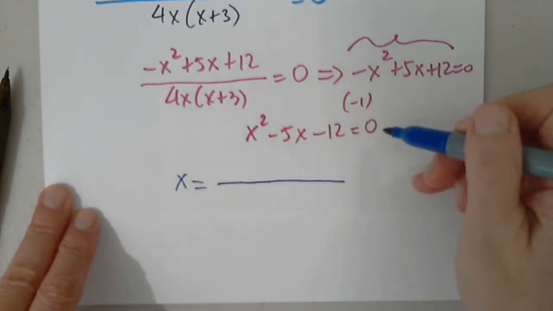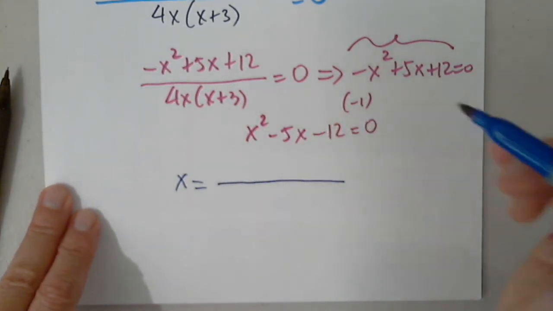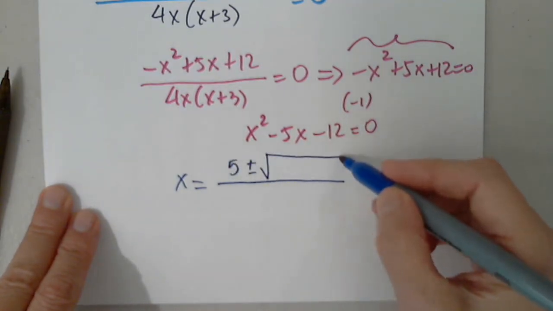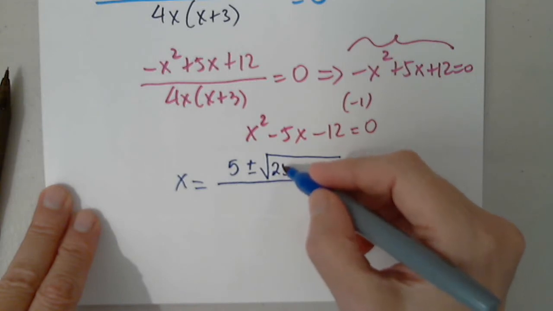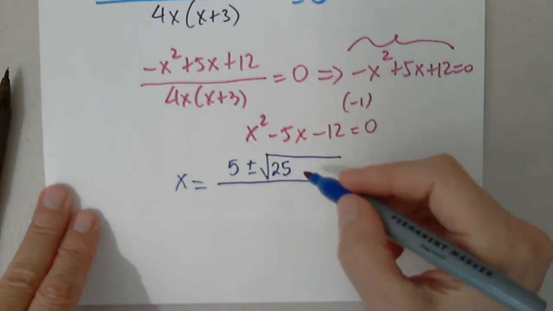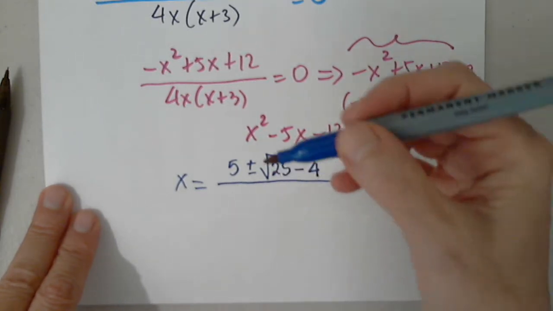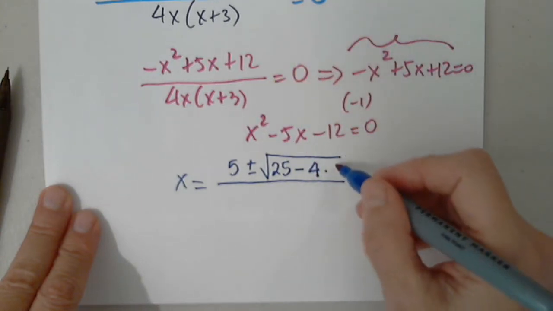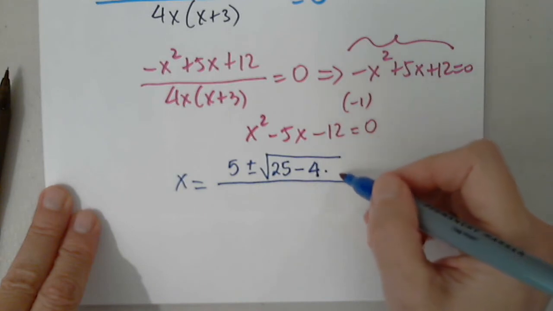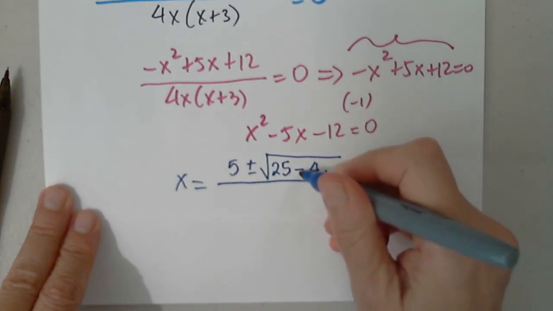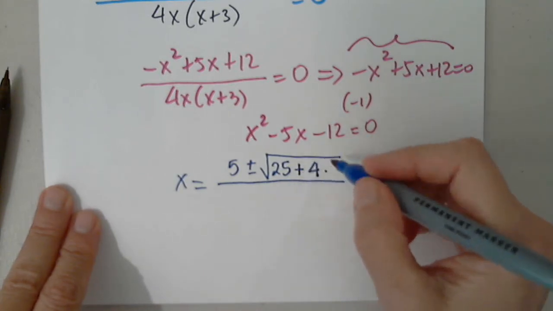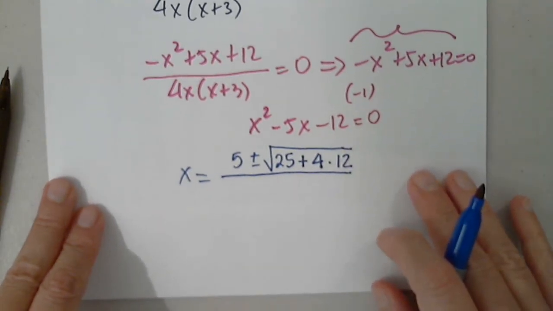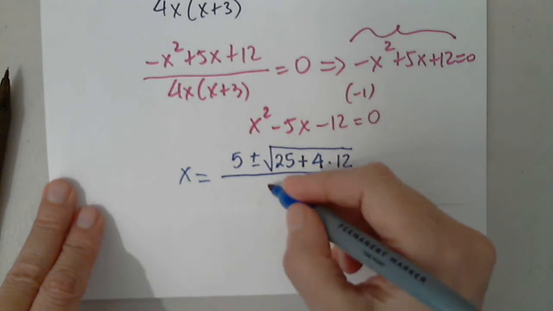It's set up correctly, 0 on one side, everything in descending order. -b, plus or minus, square root of b squared, 25 minus 4 times 1 times c. I would have to put parentheses because this is a negative number, but I have a minus in front and this is negative. I will make it easier on myself. Divided by 2a.